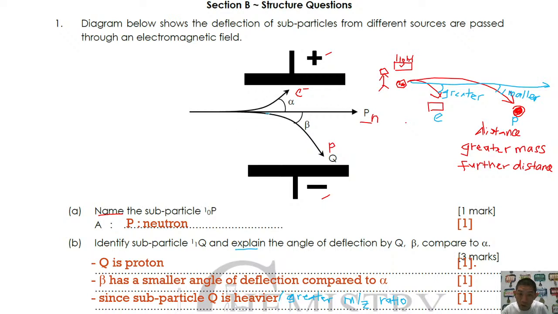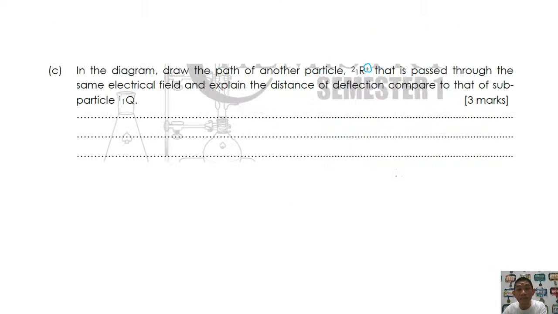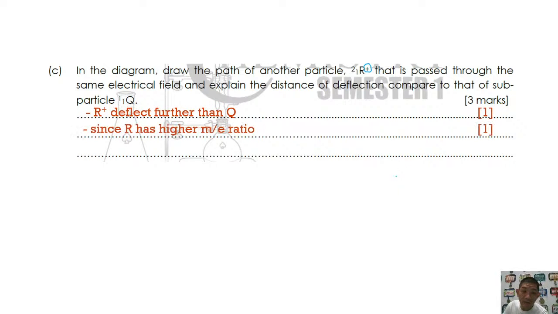The question already said you must draw inside the diagram. So you draw this, and then write R like this. And then you have to explain why R has a greater distance. Since R has a higher mass over charge ratio, therefore it deflects further. So that is how you are going to explain the answer for this one.